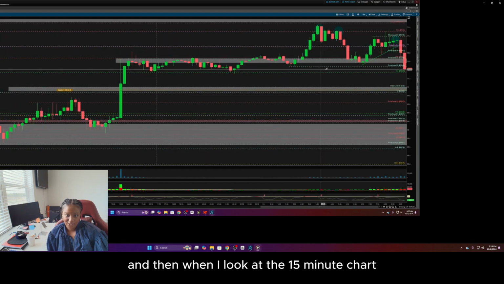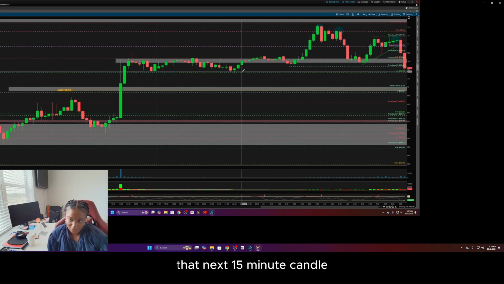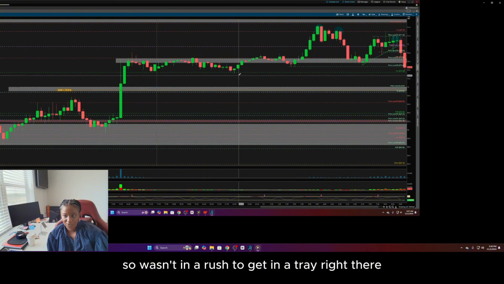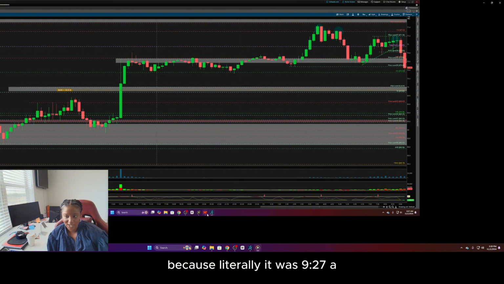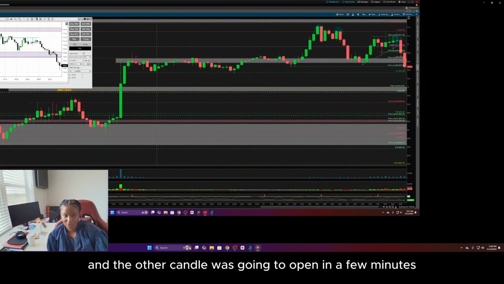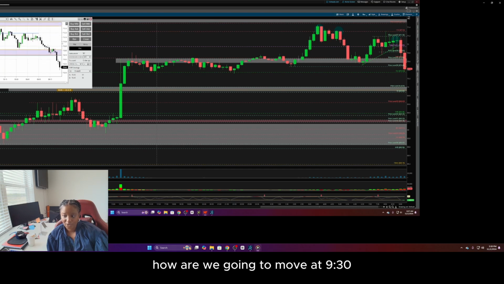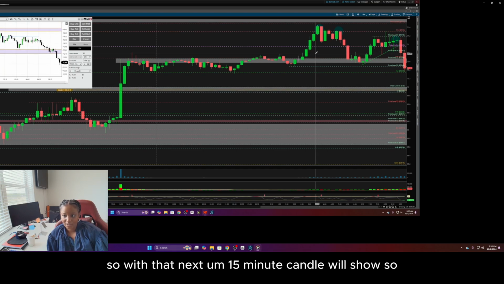And then when I look at the 15-minute chart, that next 15-minute candle was about to close. So I wasn't in a rush to get in a trade right there because literally it was 9:27 a.m. and the other candle was going to open in a few minutes. I don't want to get caught up in that. So I wanted to see what that next candle was going to do. Where were we going to open? How are we going to move at 9:30? What would that next 15-minute candle show?